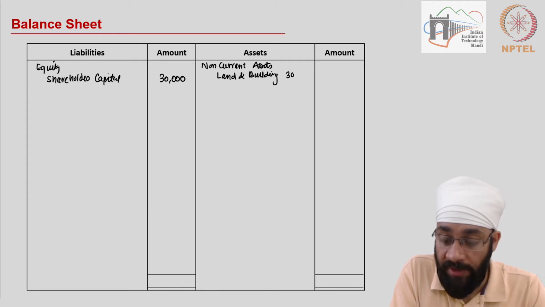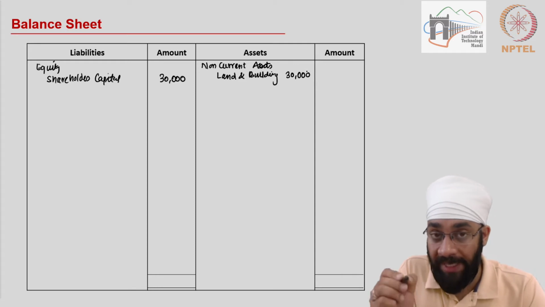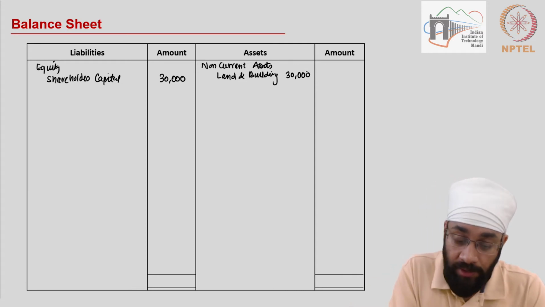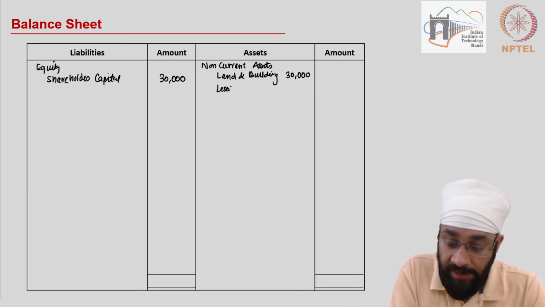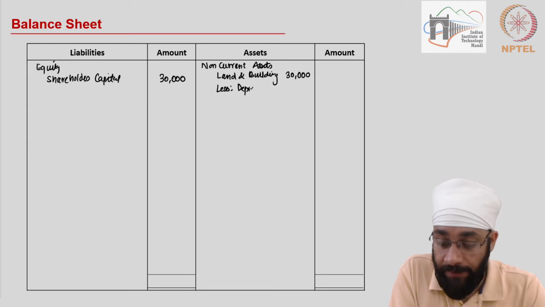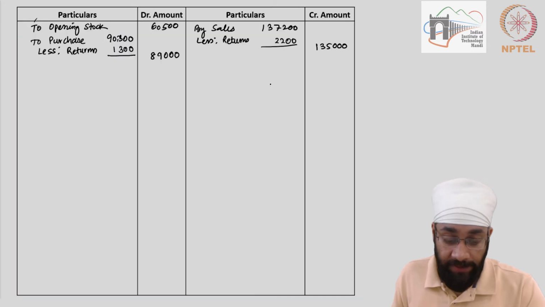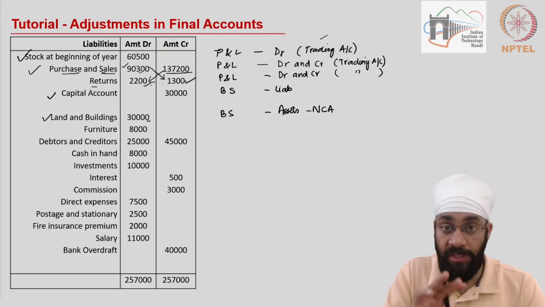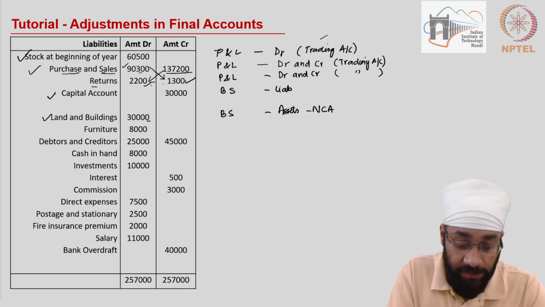Again, we know that there is depreciation, so I'm going to write the amount inside the column, and I will say less the depreciation. There is an adjustment. I'll just leave it at that. Whenever we reach the depreciation, we will make the adjustment.